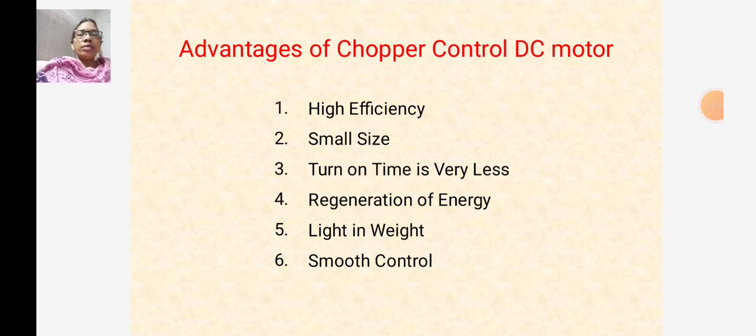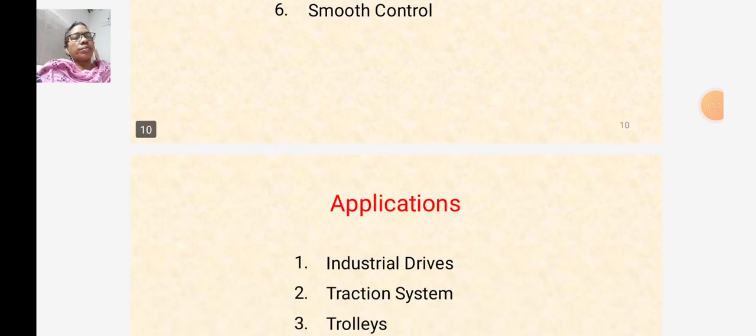So here we have a few advantages of chopper controlled DC motors. These circuits have high efficiency and are small in size. The turn on time is very less, and there is regeneration of energy. They are light in weight, and the control is smooth.